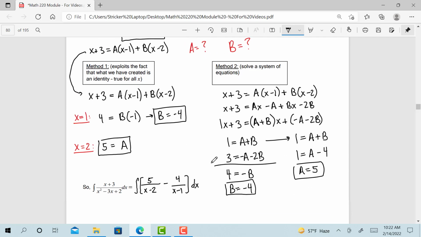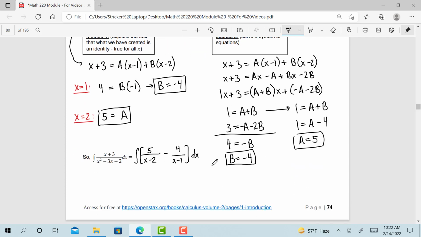And we already saw how simple that is to evaluate, right? It's actually the integral that we did in the warm-up. So we know that this is equal to 5 times the natural log of (x minus 2) minus 4 times the natural log of (x minus 1) plus c.